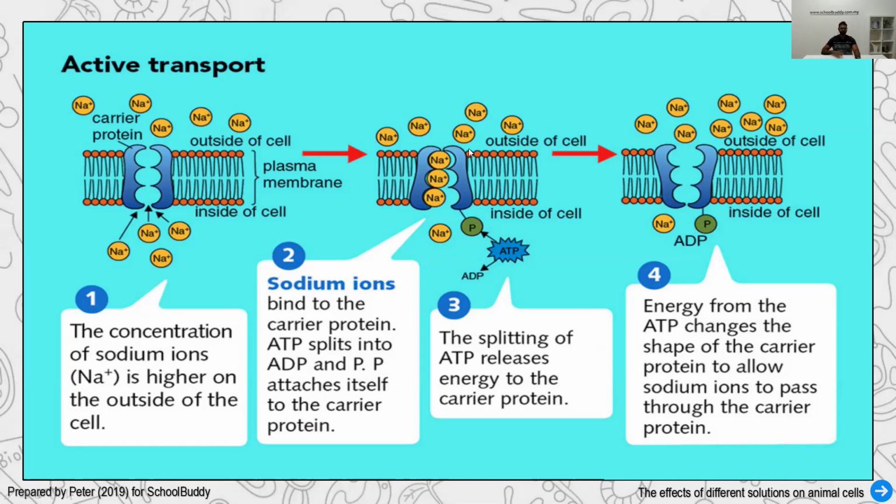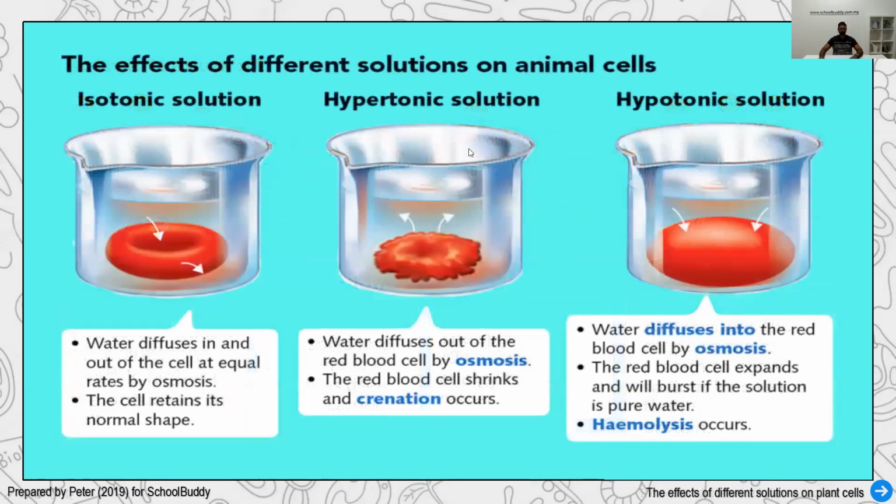Next, we're going to see what happens if these processes take place in the two important cells that we have learned about in the previous chapter, which are the animal cells and the plant cells. First, we're going to look at the animal cells. Here, we're going to see the effect of different solutions.